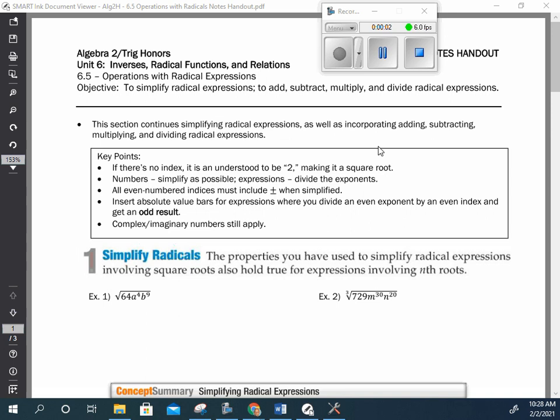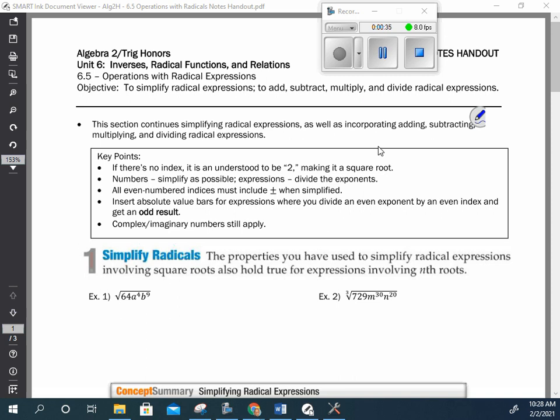All right, so section 6.5, we're going to delve a little bit deeper into solving and simplifying a radical expression. Some of this will be review of what we did in the P unit, which was at the very beginning of the year. So it seems like some of the stuff we've done already, partially that's true. But a couple key points to keep in mind.